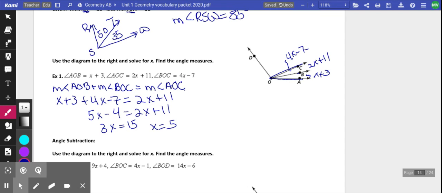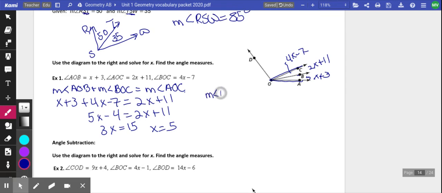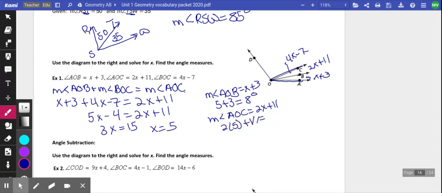They want me to find all the angle measures. So I start with the measure of angle AOB. And so that's 5 plus 3. So that's 8. The measure of angle AOC is 2x plus 11. This was x plus 3, I didn't write it. So that's 2 times 5 plus 11. So that's 21. And then the measure of angle BOC is 4x minus 7. So that's 4 times 5 minus 7. It's 13. And if we do a quick check, 8 plus 13 does equal 21.